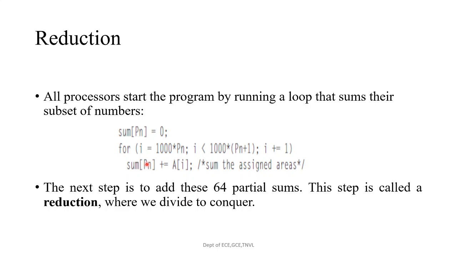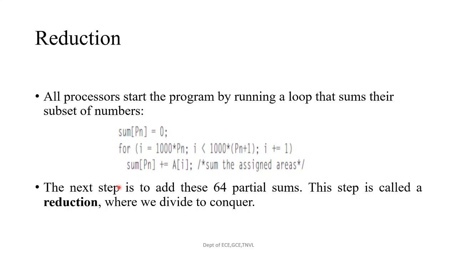So this is the program. All the processors start the program by running a loop that sums their subset of numbers. Here, sum[Pn] is set to 0; this is the processor array. Then for (i = 1000*Pn; i < 1000*(Pn+1); i += 1), so we increment by 1, sum[Pn] += A[i], that is, the sum of the assigned areas.